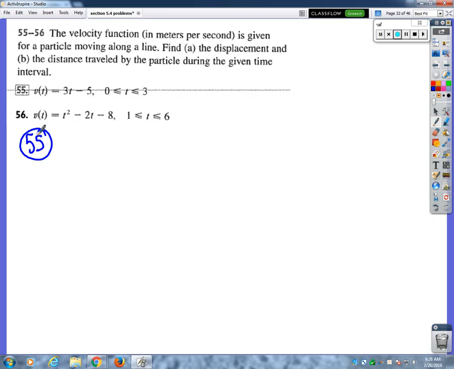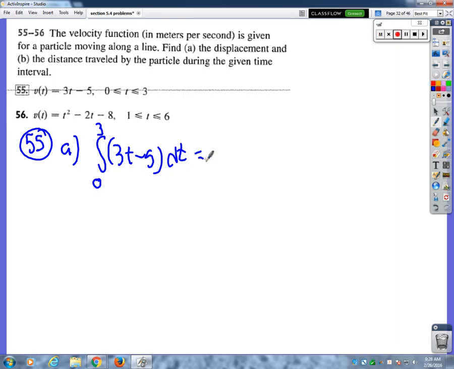The first part we're good. It says find the displacement over the given time period. So how do I do that? Take the antiderivative from where to where? Of 3t minus 5, okay. We're on 55. It's kind of crossed out. From 0 to 3, right?